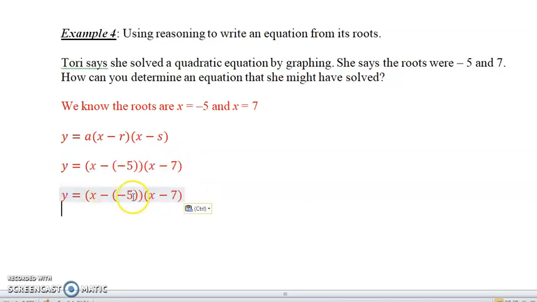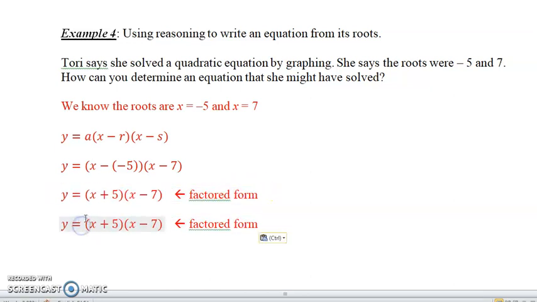So x subtract the -5 is just x plus 5, right? Subtracting a negative is just adding. And that's the factor form. And then we're going to put it in.